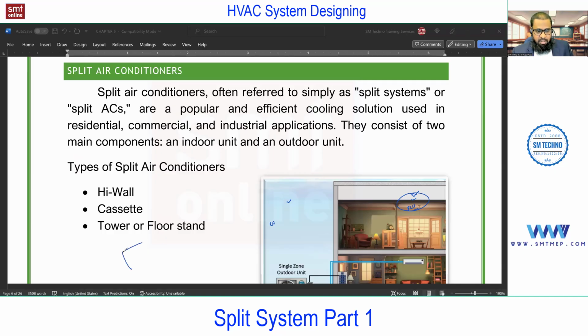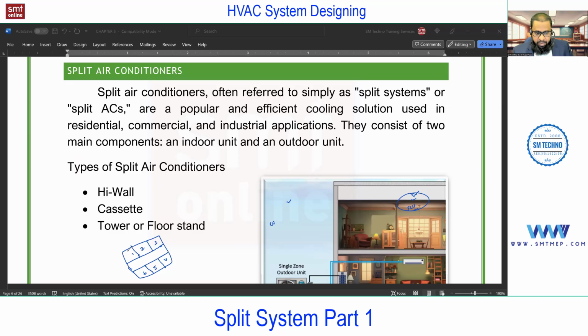For example, consider a floor with multiple rooms, say a total of 6 rooms: 1, 2, 3, 4, 5, 6. In general, we call them rooms. Technically, for mechanical or electrical, we call them spaces. So these are a total of 6 spaces.